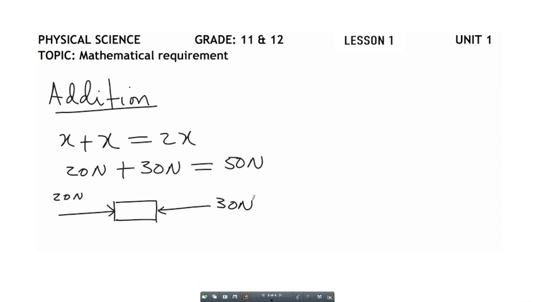Remember, we said 20 Newton plus 30 Newton will give us 50 Newton. This is when we are adding two forces that are in the same line. However, if two forces are opposing each other, this does not form the addition part of forces. Therefore, it will give us another concept, subtraction. This forms part of subtraction.